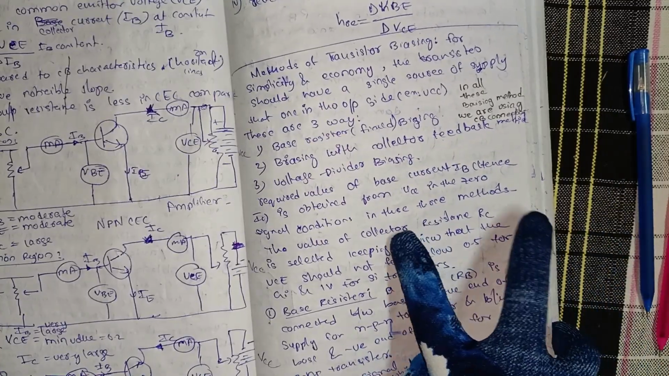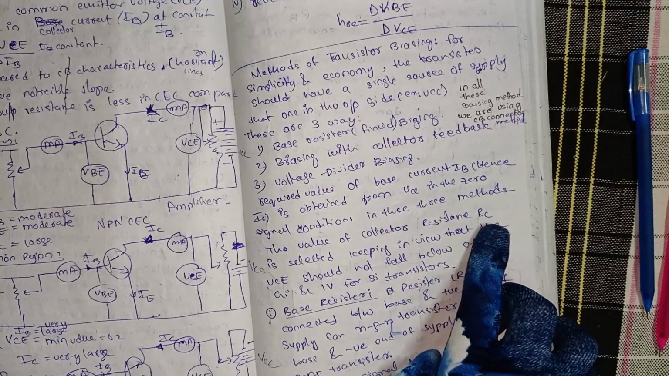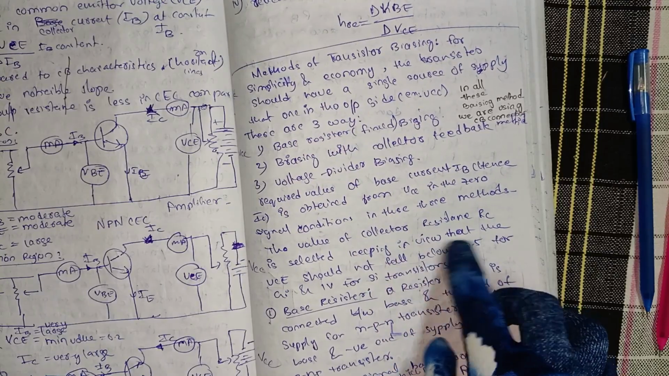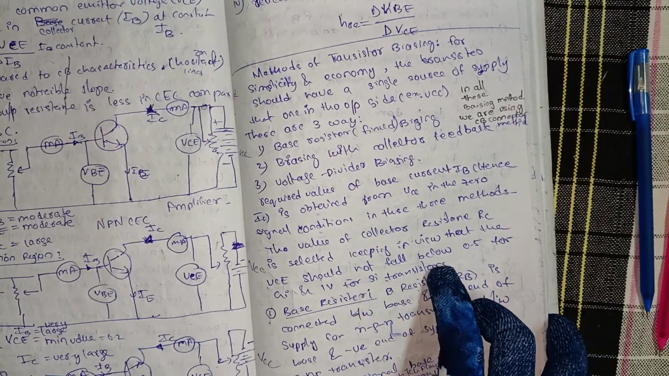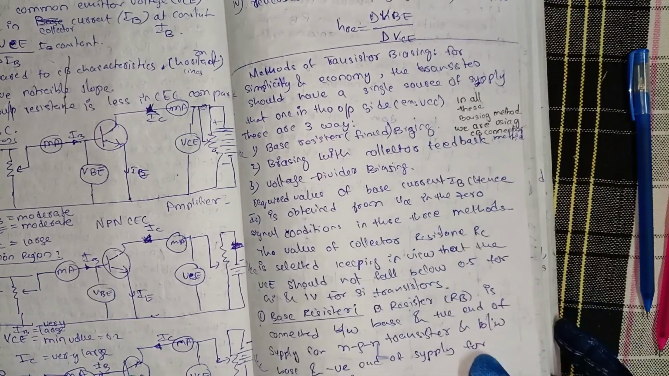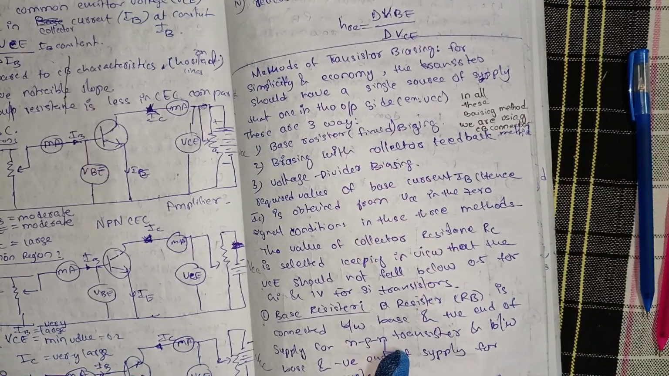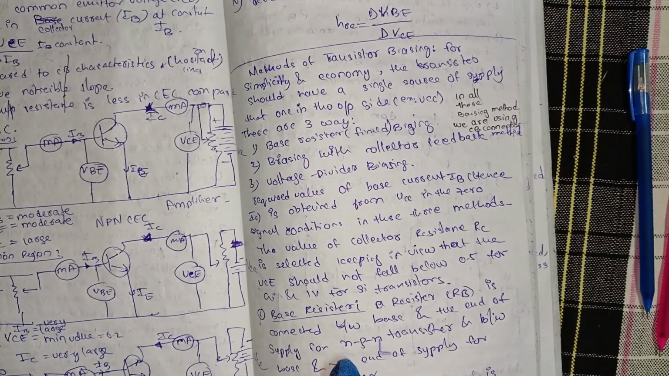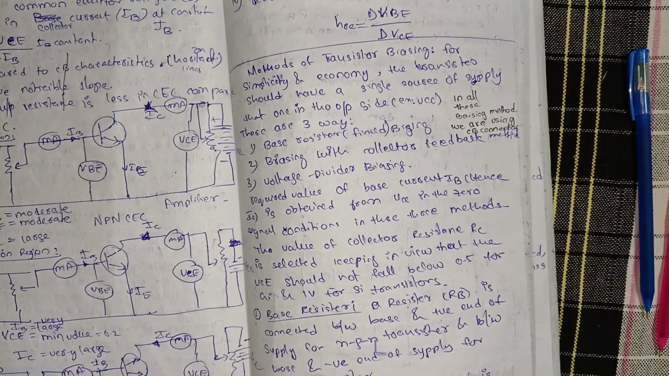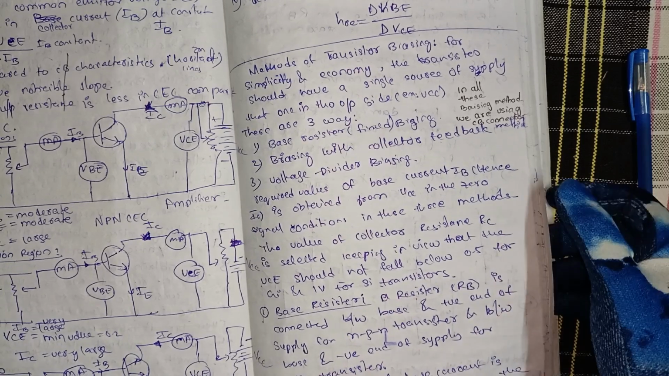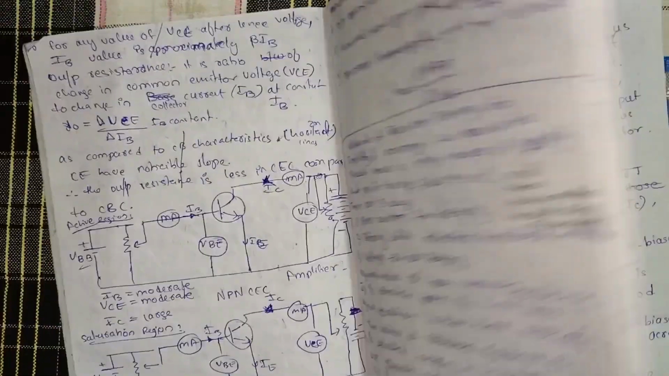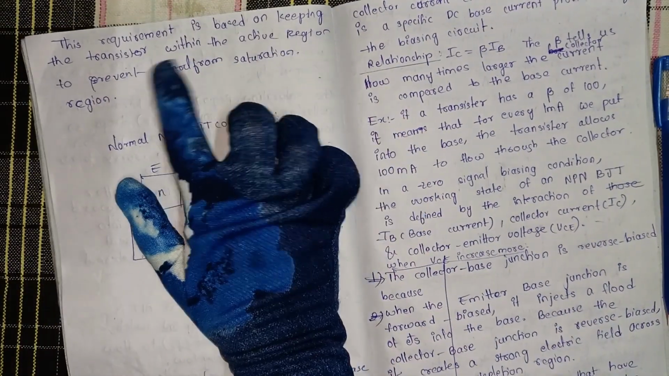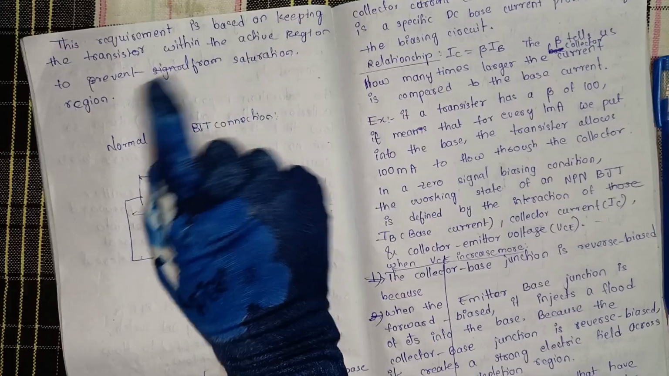Here they are saying we have to select the value of collector resistance RC, keeping in view that the VCE should not fall below 0.5 volts for germanium and 1 volt for silicon transistor. Because if the VCE is below 0.5 or 1 volt, the transistor goes into the saturation region. So to keep the transistor within the active region, we prevent it from reaching saturation.